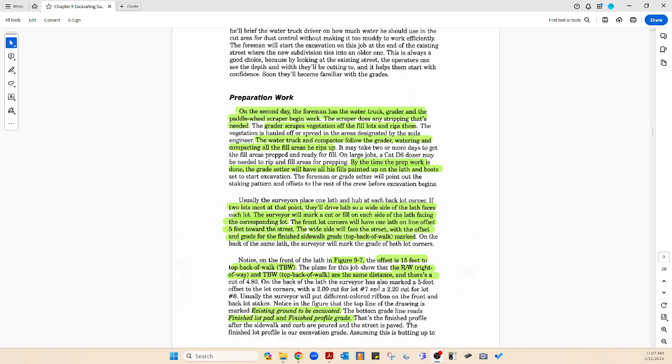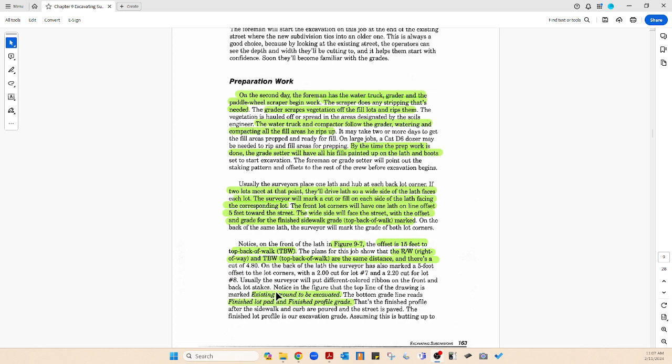Here's that cut. And it goes on and talks about where existing ground and grade are, and we've already covered that.